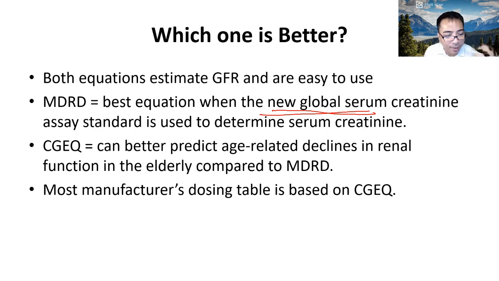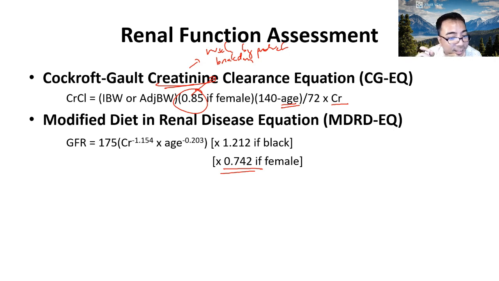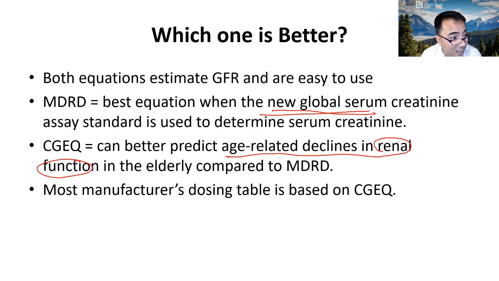However, the CGEQ, class, can better predict age-related declines in renal function. Kasi if you notice, class, with MDRD, although given din naman yung age dyan, it's not as robust as how the Cockcroft-Gault equation does this. Kaya normally, class, kung ang patient natin is elderly, kadalasan ginagamit is CGEQ na lang, most of the time, as compared to MDRD. Pero again, it's debatable pa rin naman yan. Pero normally, ginagamit pa rin CGEQ.